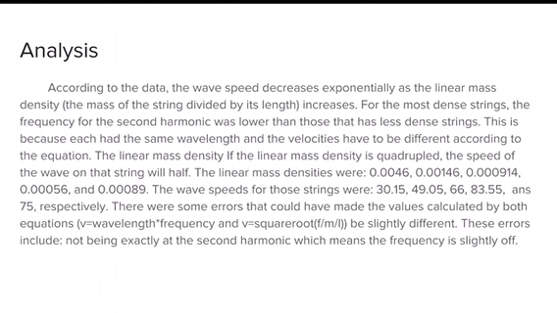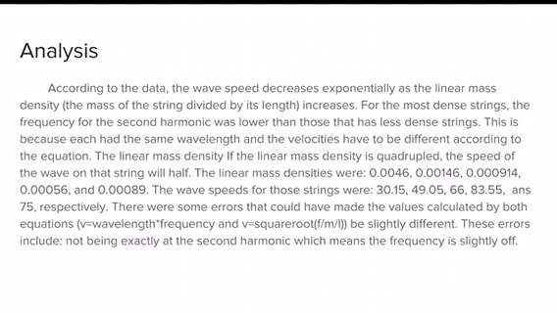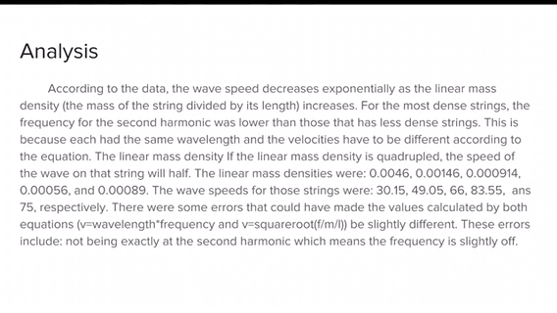For the most dense strings, the frequency for the second harmonic was lower than those that have less dense strings. This is because each has the same wavelength and the velocities have to be different according to the equation. If the linear mass density is quadrupled, the speed of the wave on that string will be halved.